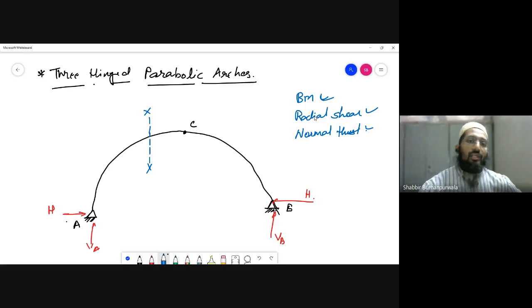Okay, now let us see over here. Suppose this is your section, so let us consider this section and let us erase everything else.